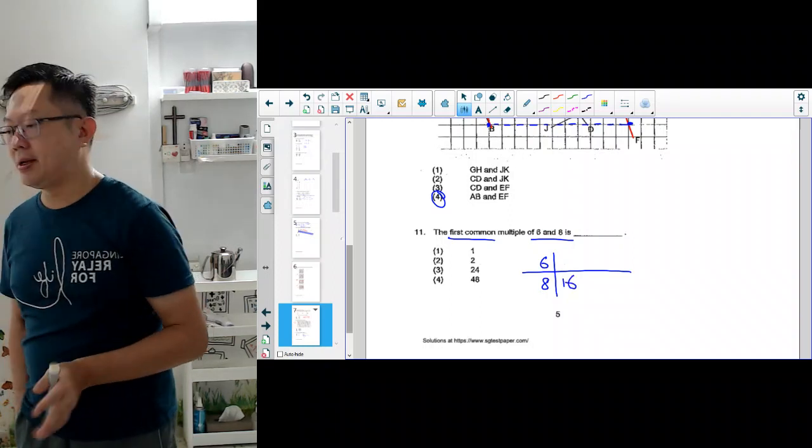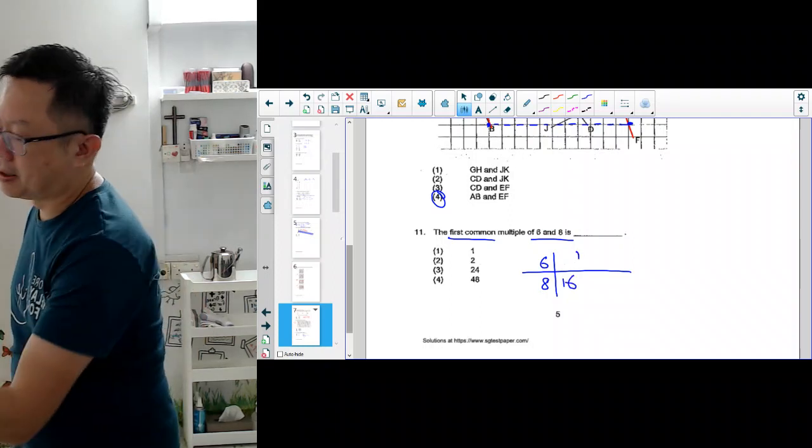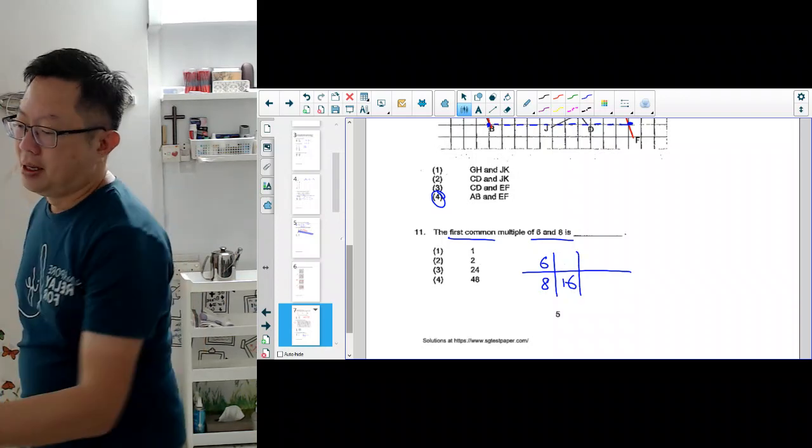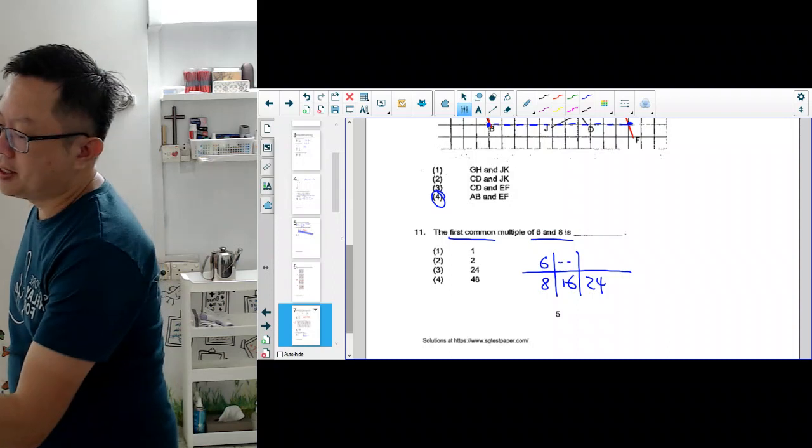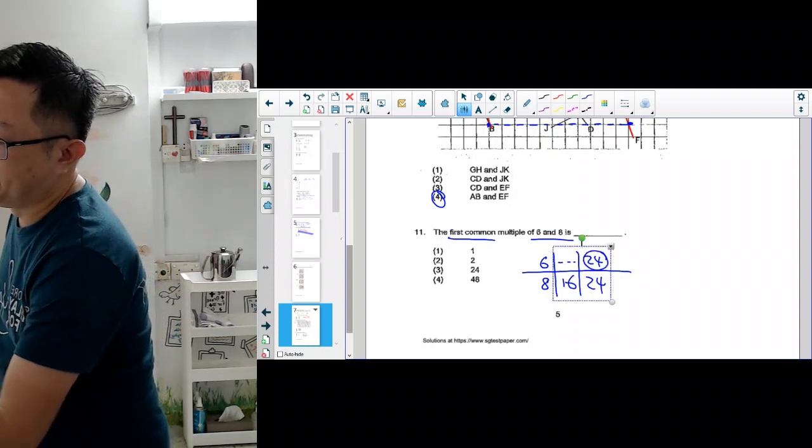16. Can 16 divide by 6? Cannot. Then go to the next multiple. 24 divided by 6? Can. So your first common multiple will be 24.